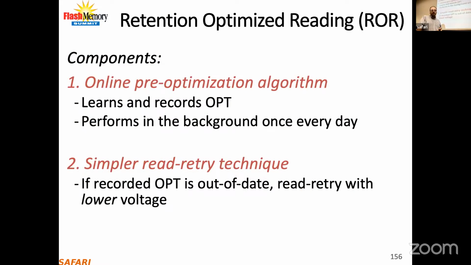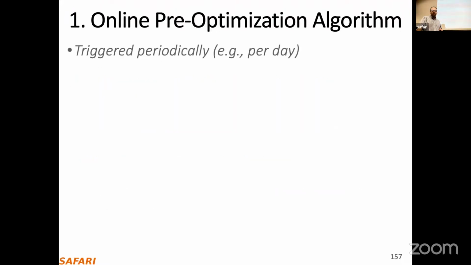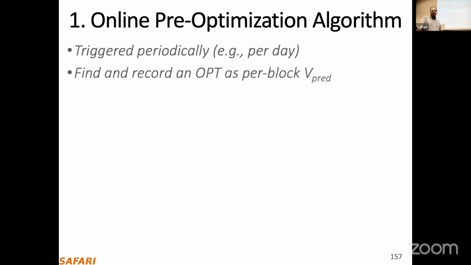So we have two components here. We have an online pre-optimization algorithm that learns and records OPT and performs in the background once every day. And then we have a simpler read retry technique: if the recorded OPT is out of date, we read retry with a lower voltage. The online pre-optimization algorithm, as I said, we trigger per day, and we find and record an OPT per block.